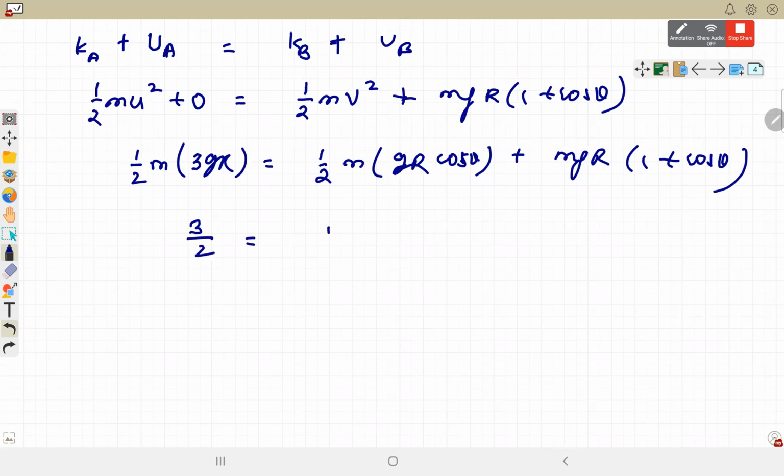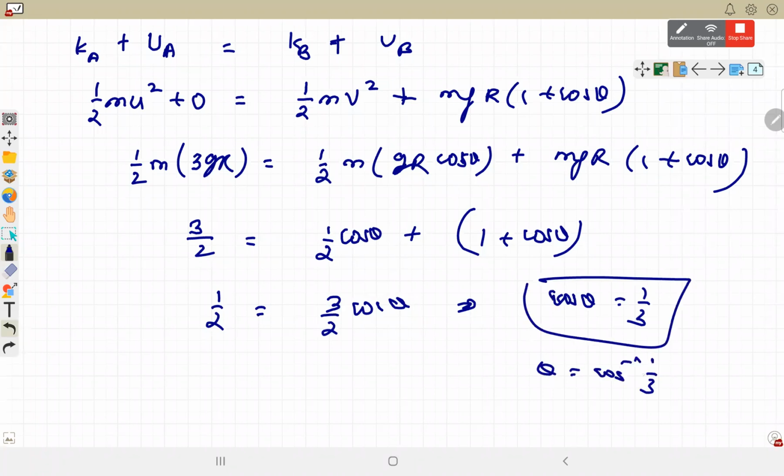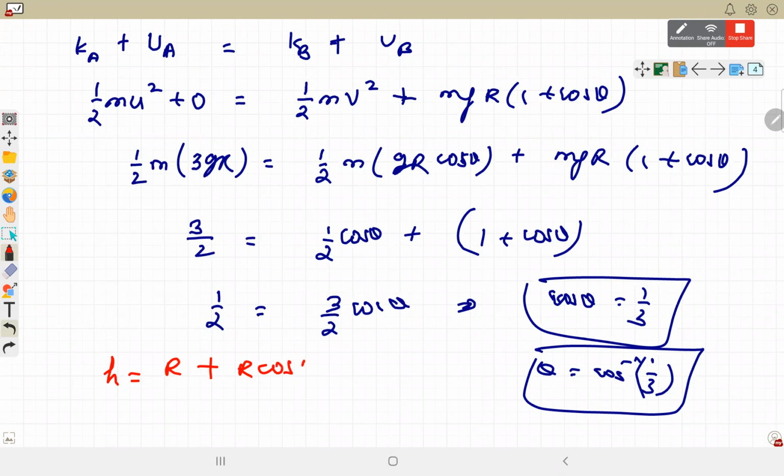3 by 2 is equal to 1 upon 2 cos theta plus 1 plus cos theta. 1 by 2 is 3 by 2 cos theta, so cos theta becomes 1 by 3. This is the position. The angle from vertical at which the particle leaves the circle is cos inverse 1 by 3. And the height above the initial point of projection where it leaves, h, is equal to r plus r cos theta. The height above the ground where the particle leaves the circle is r plus r by 3, so that is 4r by 3. Height above the horizontal, above the lowest point where it leaves the circle.